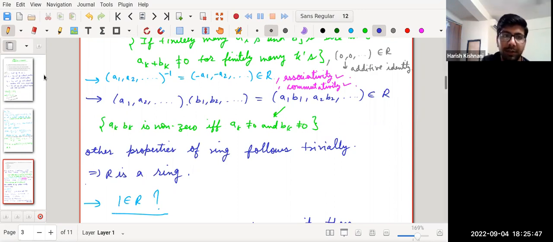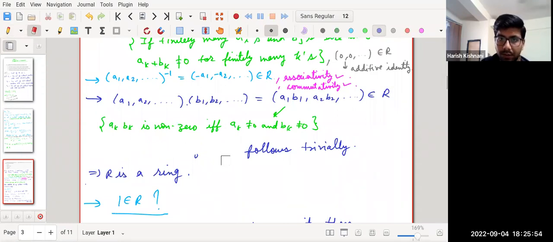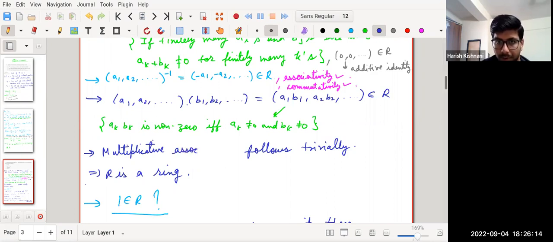And then associativity here, multiplicative associativity also follows trivially. Okay, thus R is a ring.